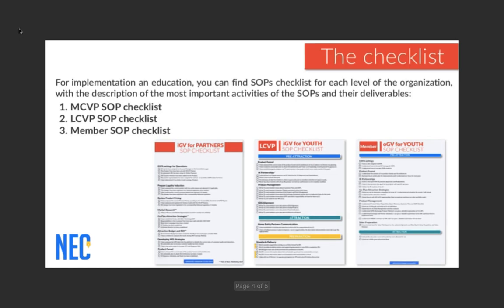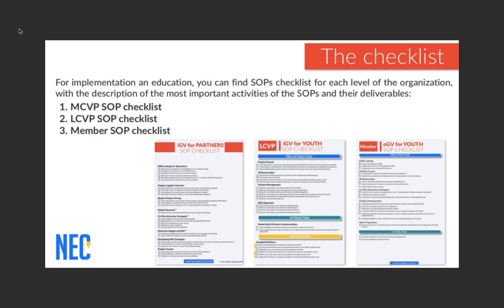Let's go further. The checklist, which already exists on the global network, is for implementation and education. You can find the SOPs checklist for each level of the organization with a description of the most important activities of the SOPs and their deliverables. On the global level, we have already done, from the AIESEC International team, the MCVP SOP checklist, the LCVP SOP checklist, and the member SOP checklist.